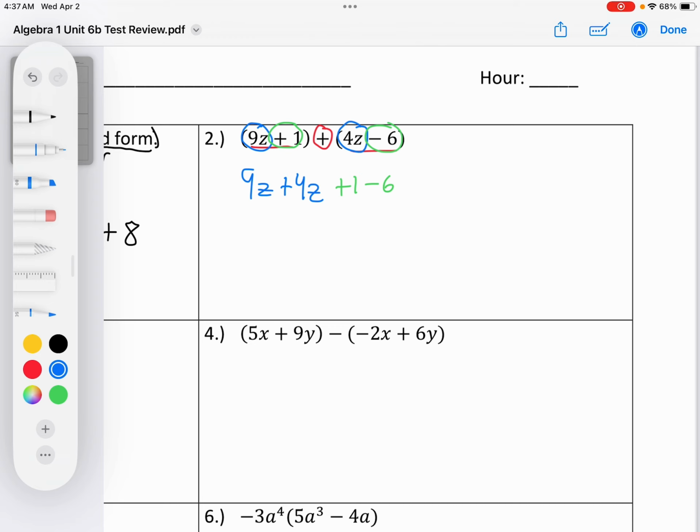So looking at 9z and 4z, when I combine those, I do 9 plus 4, which is 13. And then the variable part, when we combine like terms, that part doesn't change. So 9z plus 4z is just 13z. It doesn't become z squared or anything like that. It just stays z. And then the last part, we have this positive 1 and minus 6. 1 minus 6 is negative 5. And so there is my final answer, 13z minus 5.